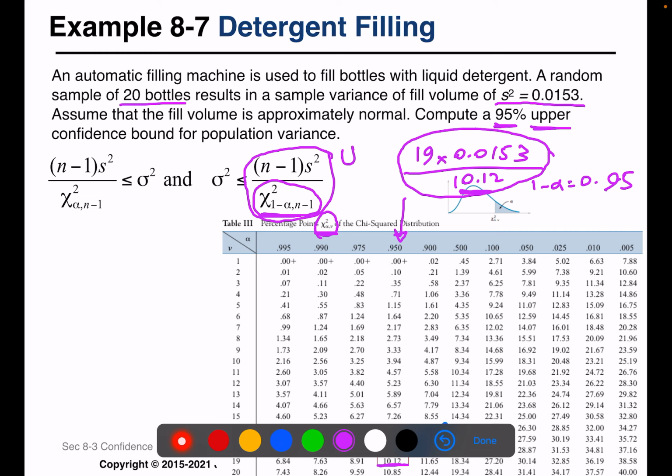So we basically know that sigma squared is always less than 19 times 0.0153 divided by 10.12 with probability of 95%, right? That's what it means when we say that the 95% upper bound confidence interval is this. For sure we know that sigma squared is less than this quantity with a probability of 95%.